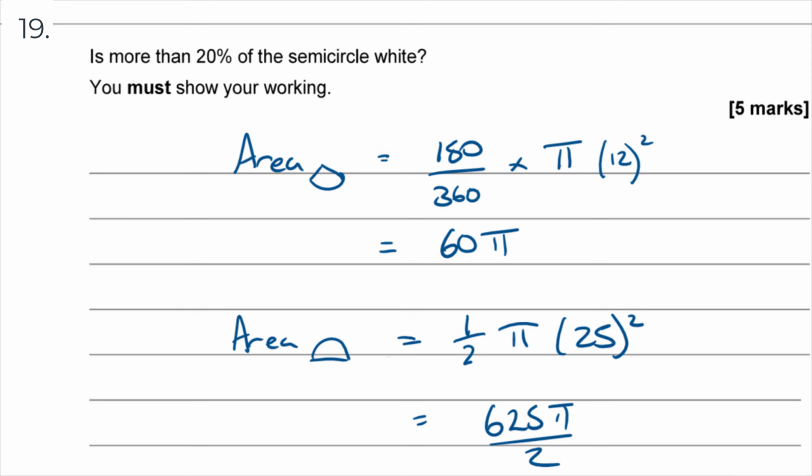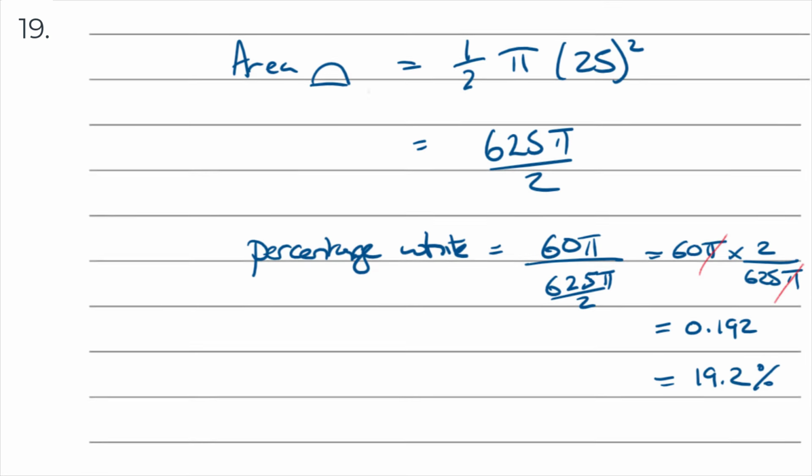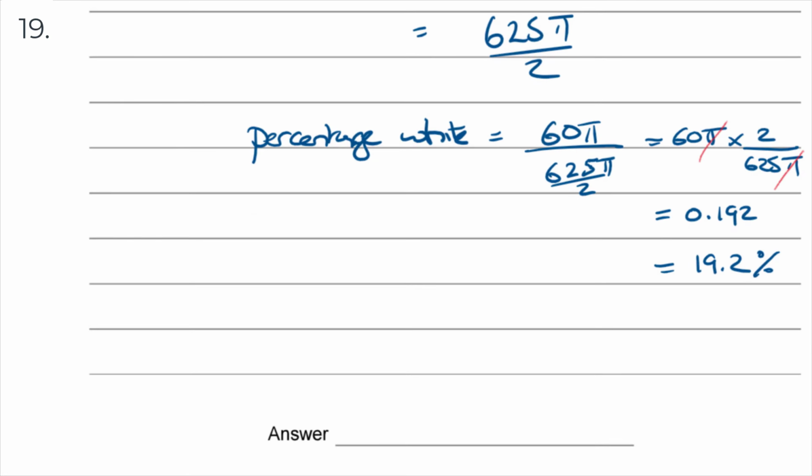So the question was, is more than 20% of the semicircle white? And we found it's 19.2, so the answer is no. It's less than 20%.